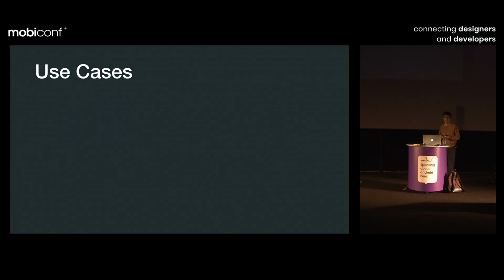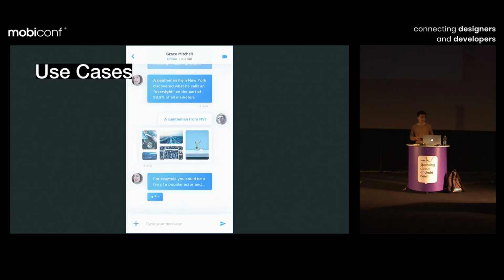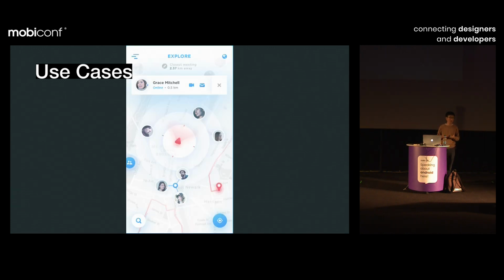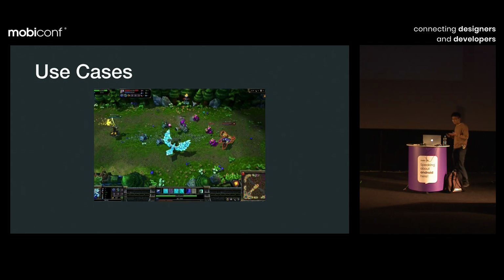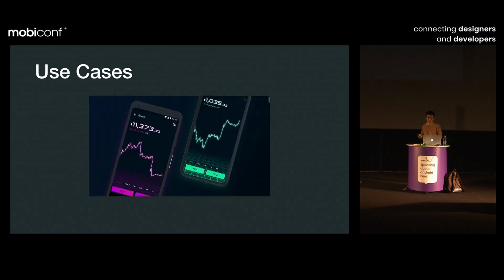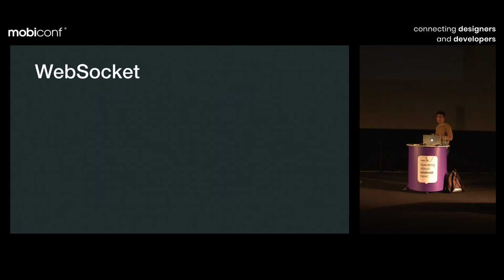WebSocket is useful in many applications. For example, it's useful for chat apps. In fact, that's what we use WebSocket for in Tinder. WebSocket is also useful for real-time location sharing. It's great for online games. And it's useful for apps that show real-time price. So WebSocket is powerful. However, it has a big problem.